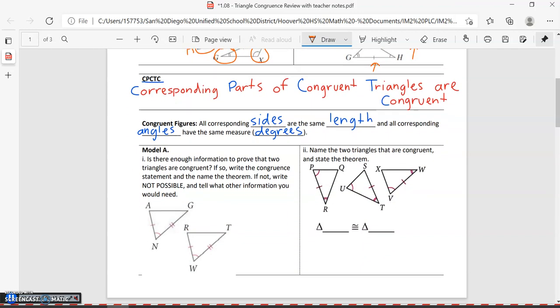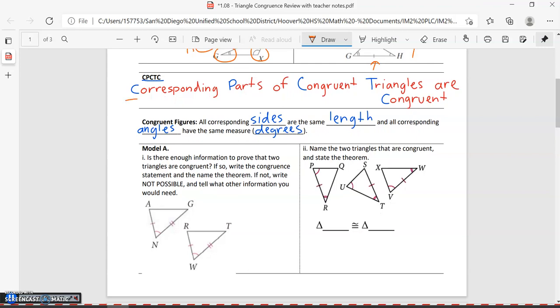CPCTC, corresponding. Corresponding means like and like. So like my right arm, my father's right arm. Your twin's right arm, your right arm. It's corresponding. So if we have congruent triangles, all their corresponding parts are congruent.